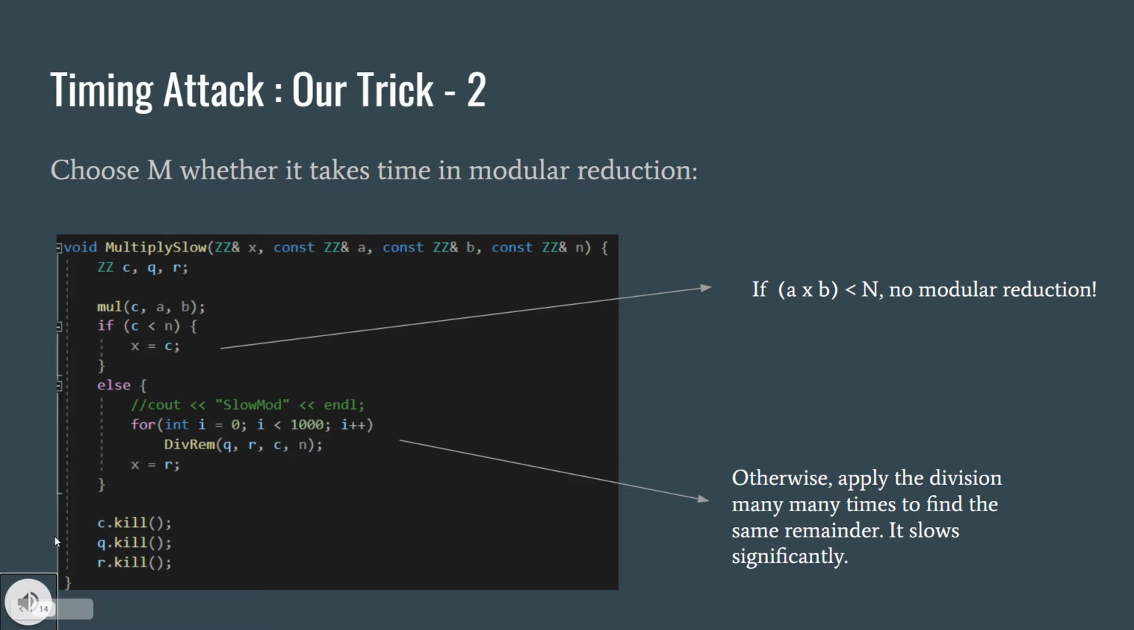Trick 2, we choose M whether it takes time in modular reduction. As shown in the code, if A times B is less than N, there is no need for modular reduction. Otherwise, we should apply division many times to find the remainder. So it slows down very significantly.